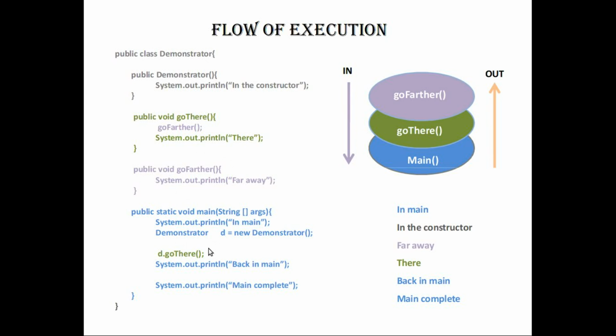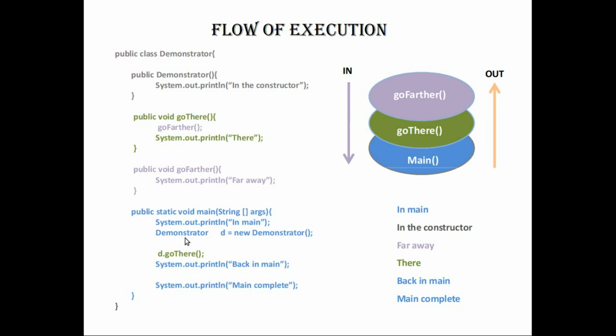But you will see inside the static method here, inside the main method, we don't call go there directly. Instead, we create an instance of the class and then we call go there. Are you seeing that? You cannot call go there directly. Why? This is a static class member.